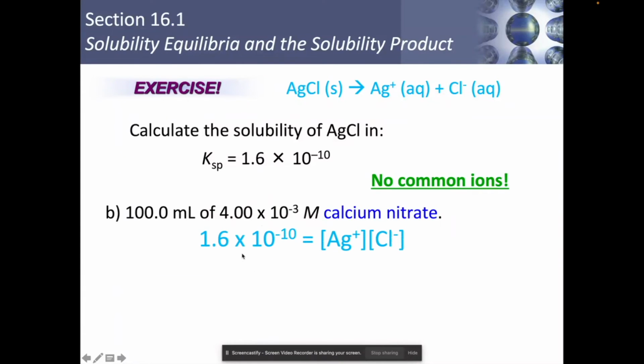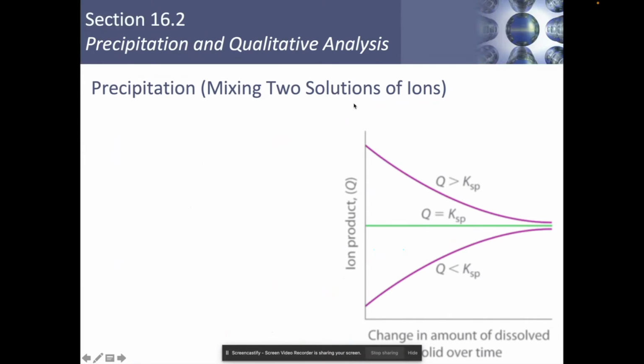All I have to do is set it up the same way I did at the very beginning, where I have a certain amount of Ag and a certain amount of Cl. Those are going to be both x's. I take the square root, and I end up with 1.3 times 10 to the negative 5, which is the exact same number that I ended up with when I did this originally. So this little process here can only happen if there are no common ions. If there are common ions, then we can actually utilize that information to plug in a portion of our equilibrium.